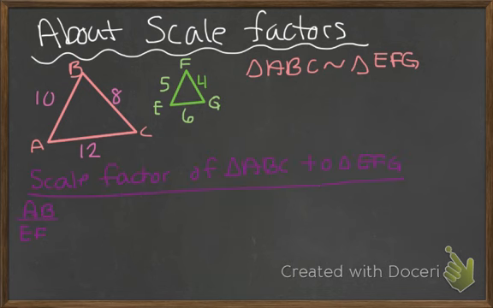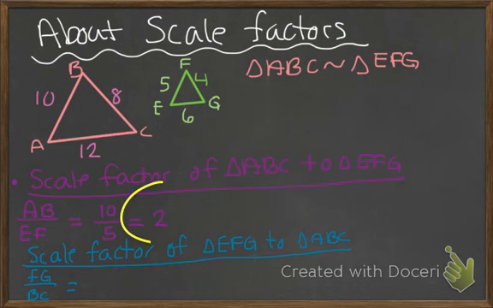I'm going to look at side AB to EF because I'm going from triangle ABC to triangle EFG. So I want to put my first triangle on top and the second triangle on the bottom. When I plug it in, I have 10/5, which simplifies to 2. So when I'm going from triangle ABC to triangle EFG, I have a scale factor of 2.